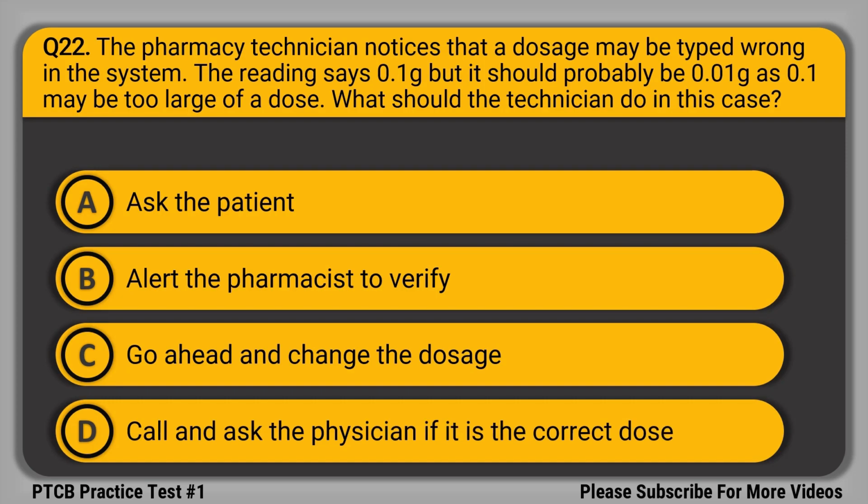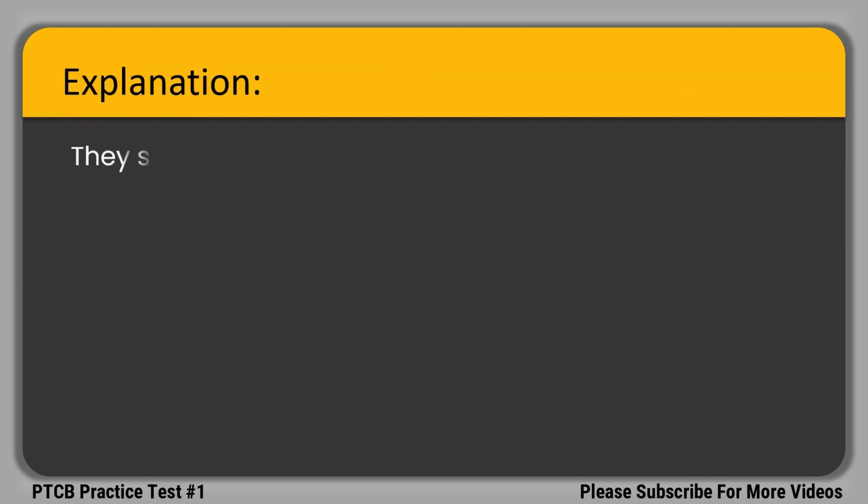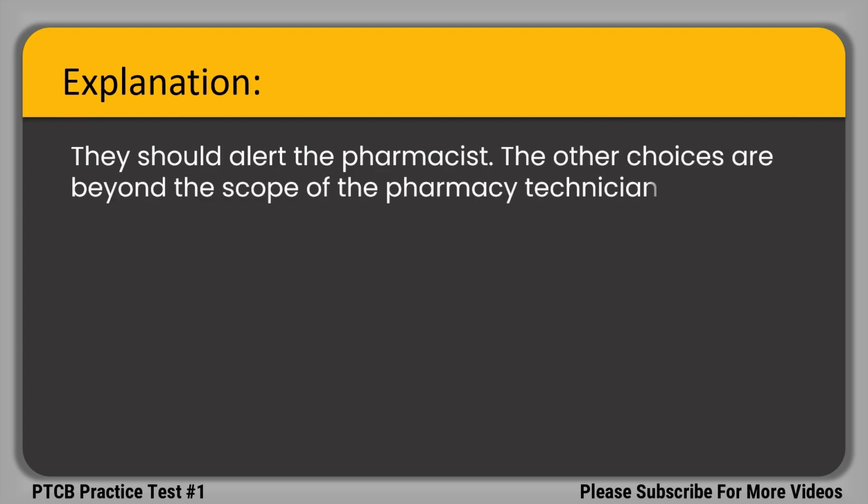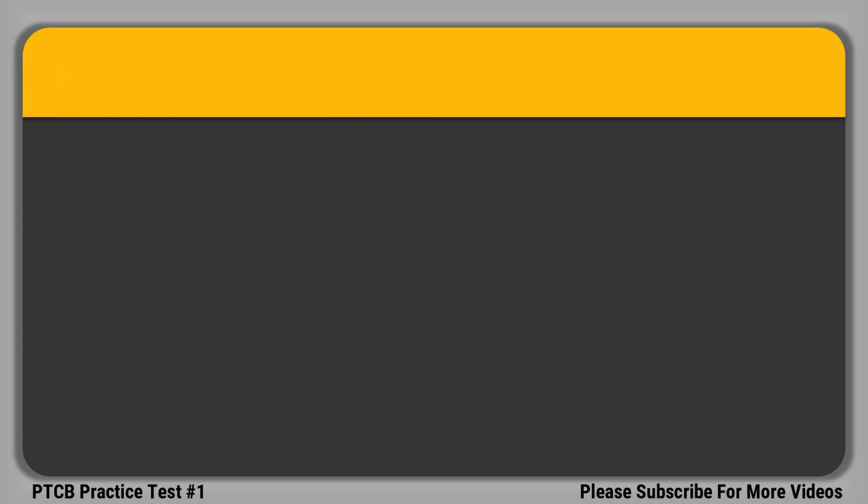A. Ask the patient. B. Alert the pharmacist to verify. C. Go ahead and change the dose. D. Call and ask the physician if it is the correct dose. B. Alert the pharmacist to verify. They should alert the pharmacist. The other choices are beyond the scope of the pharmacy technician.